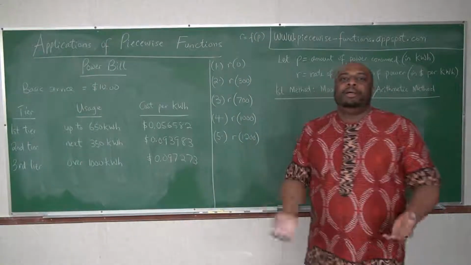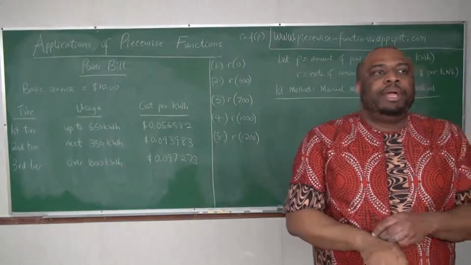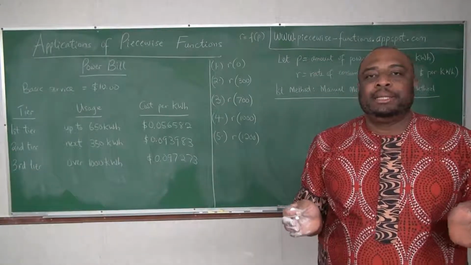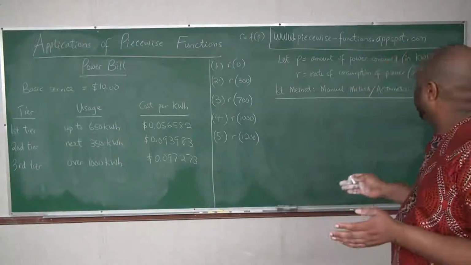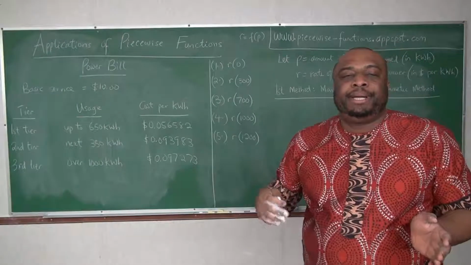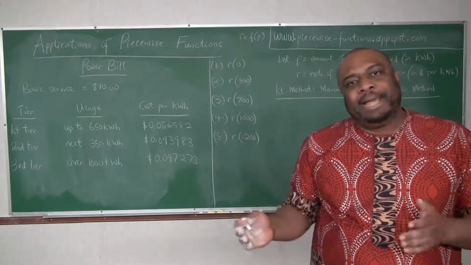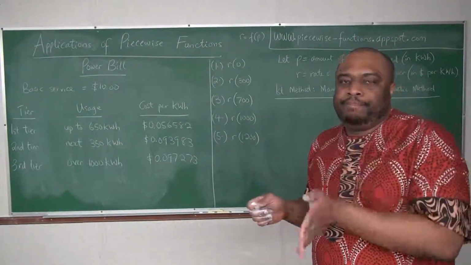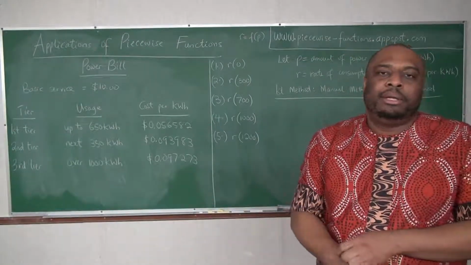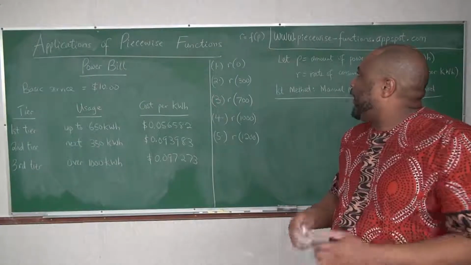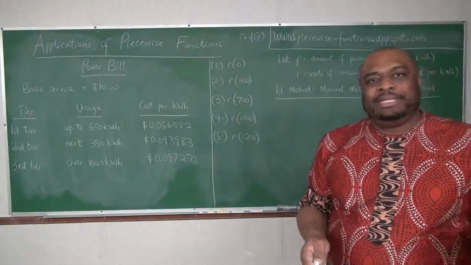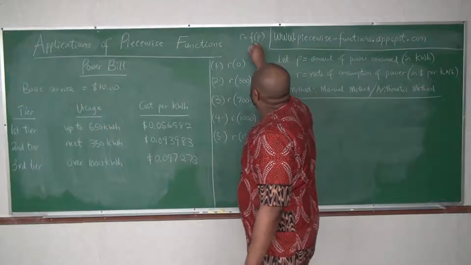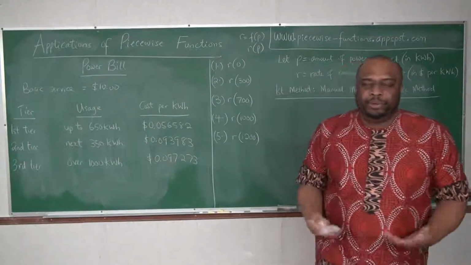If we come to algebra, R is the dependent variable and P is the independent variable. The rate, the cost per kilowatt hour depends on the amount of power consumed. So R is a function of P. R is the dependent variable and P is the independent variable. So you can also say R of P. You can just write it as R of P.